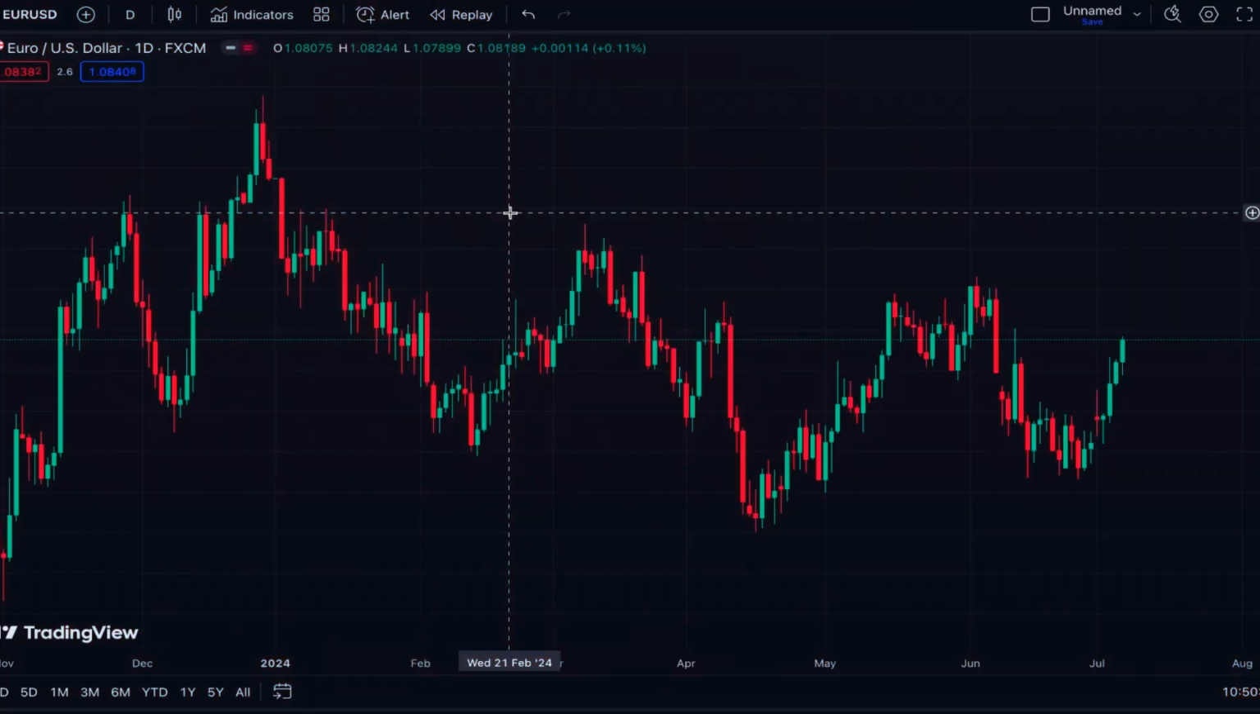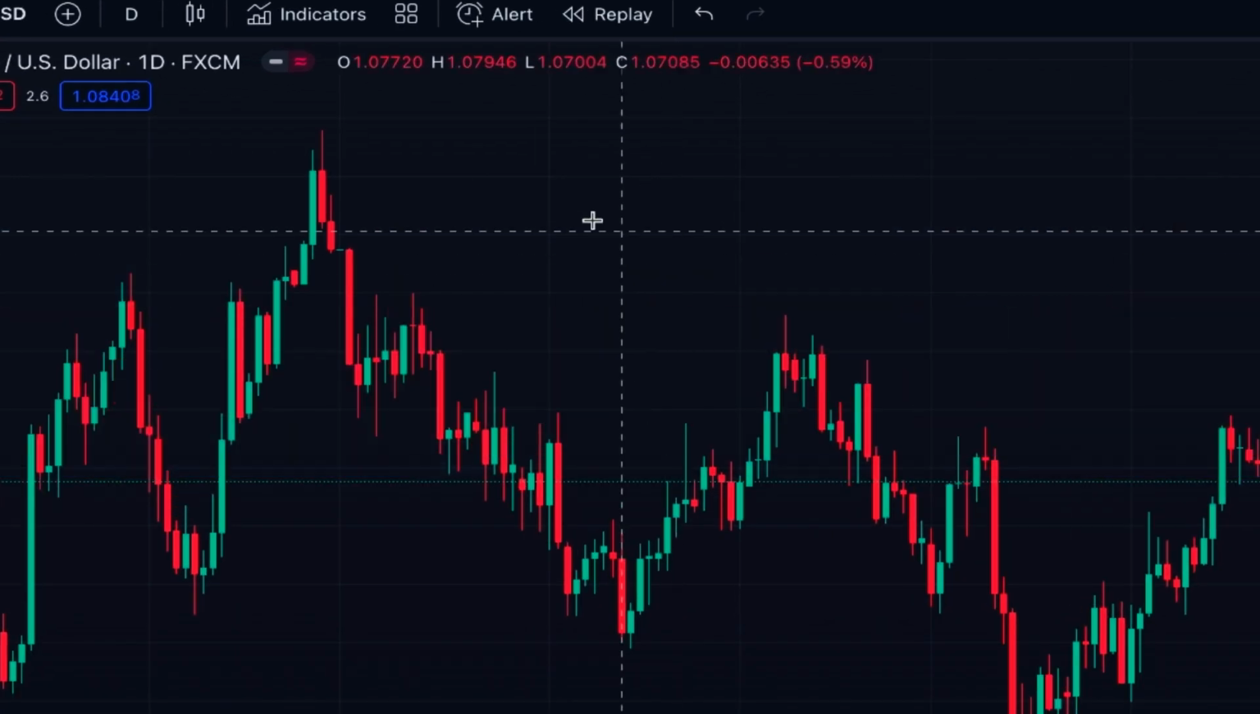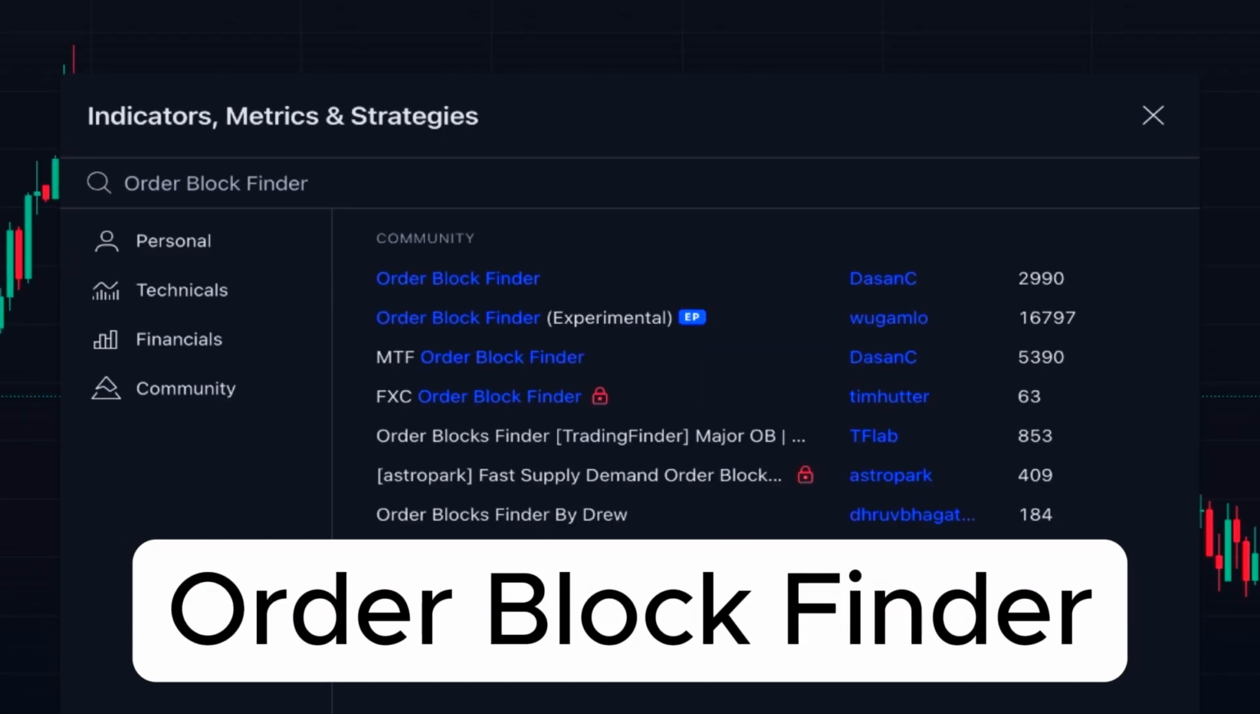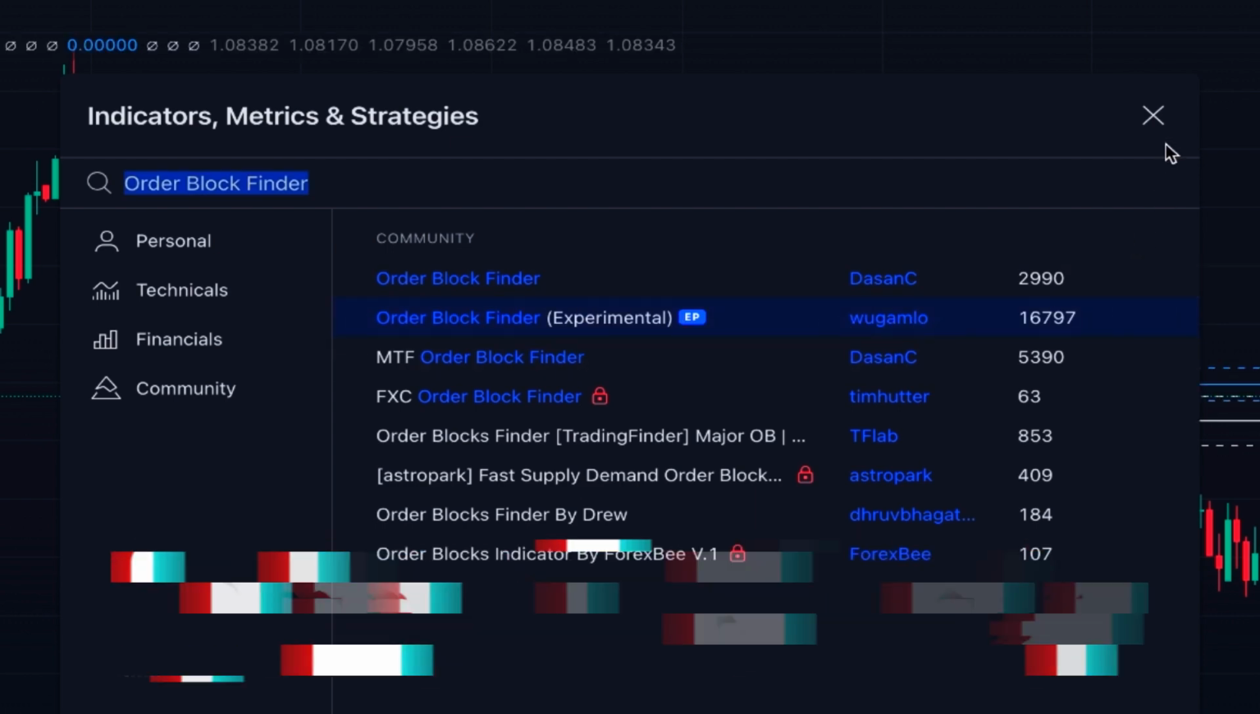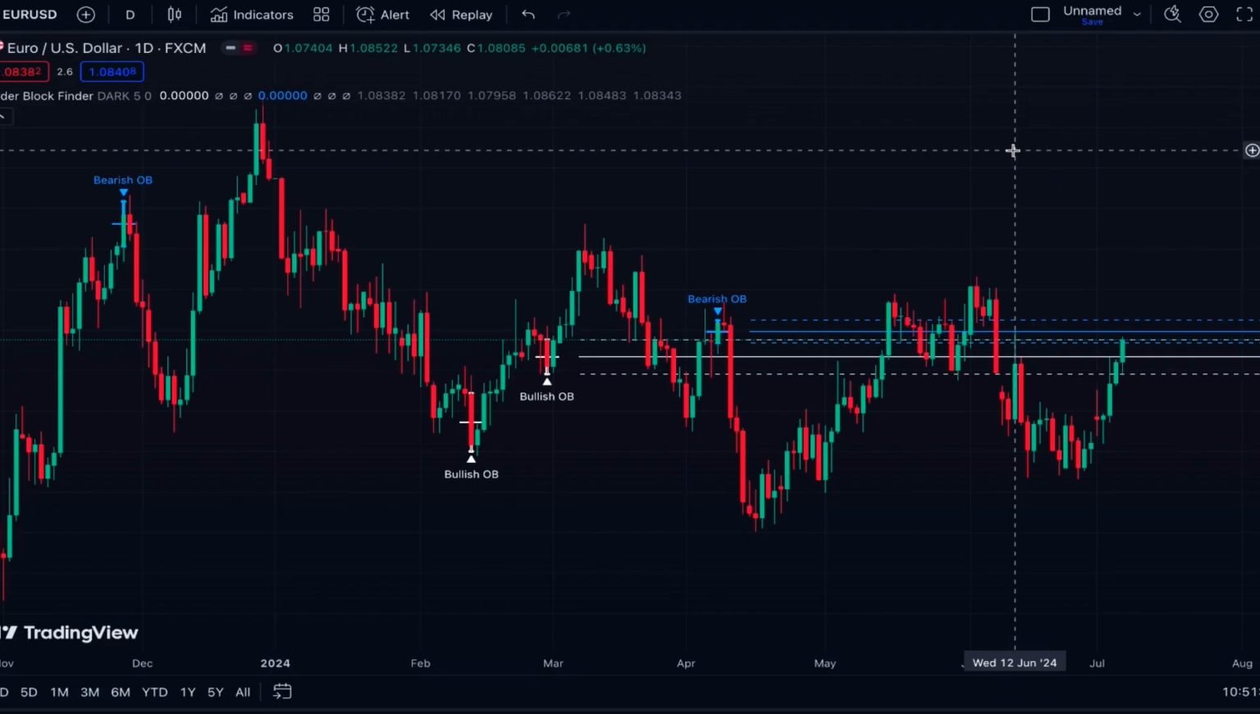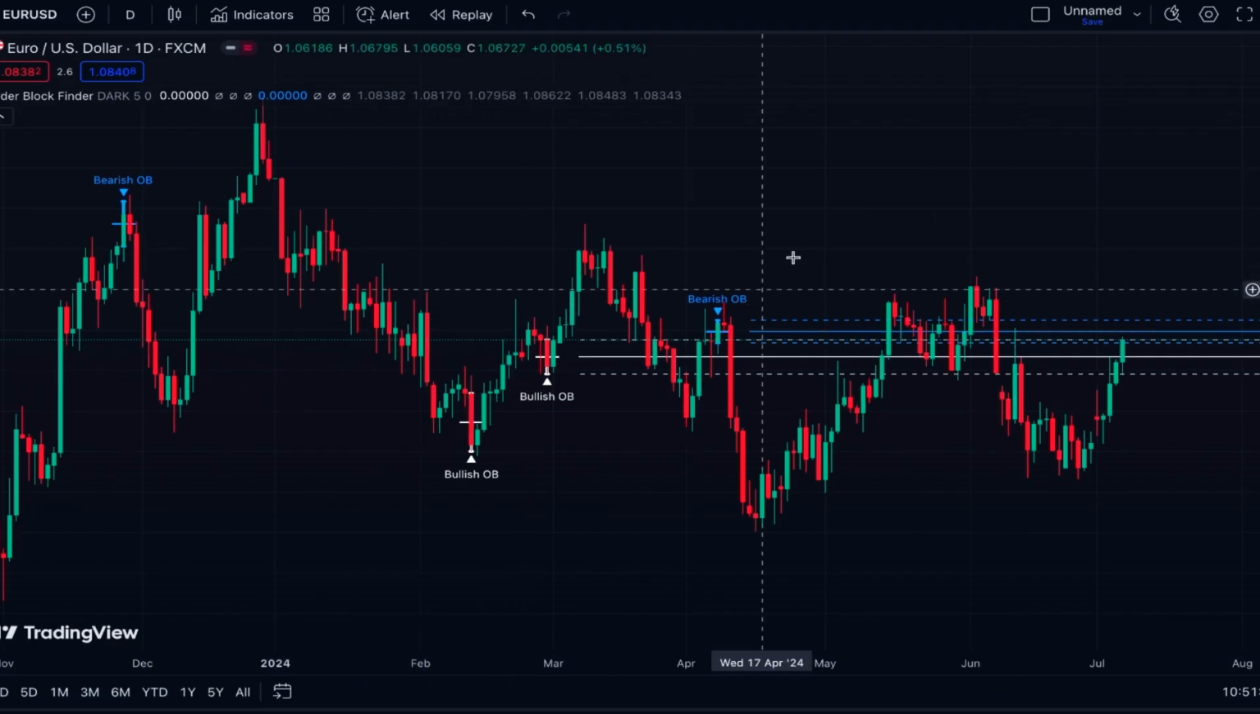Alright, the next indicator is related to order blocks. Here we click on indicators and we search order block finder, this one, which is an editor specs indicator and written by someone named Wu Gomlo. Alright, this indicator is a great tool for identifying bullish and bearish order blocks on the chart.